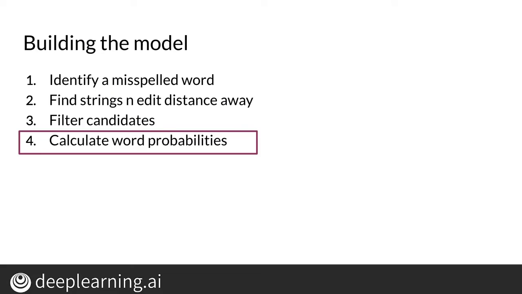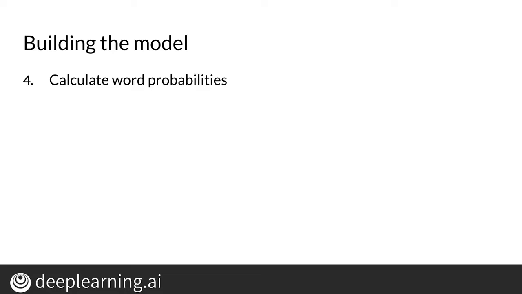Good to see you again. As promised in the previous video, I will now show you how to calculate the probabilities of each possible correct word. Now that you have a list of actual words, you can move on to step 4. Calculate word probabilities. The final step is to calculate word probabilities and find the most likely word from the candidates. For example, the word "and" is more common than the word "ant" in any given body of text, also called a corpus. This is how autocorrect knows which word to substitute for the incorrect one.